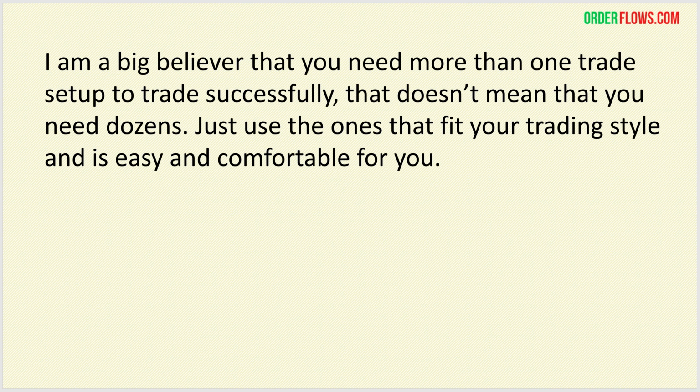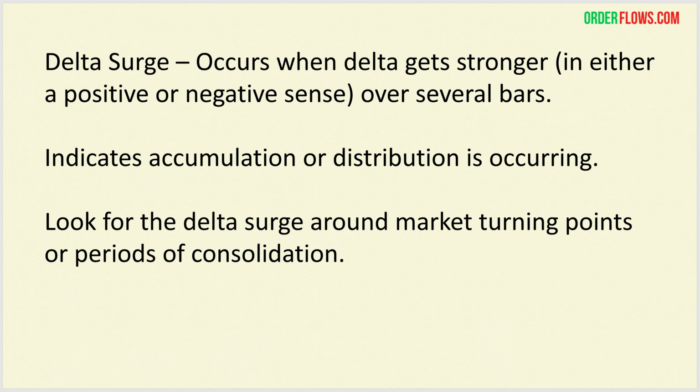So the first one I'll talk about is Delta Surge. Delta Surge occurs when the delta gets stronger, in either a positive or a negative sense, over several bars, say 4 bars, and it indicates accumulation or distribution. I like to look for Delta Surge around market turning points or periods of consolidation.